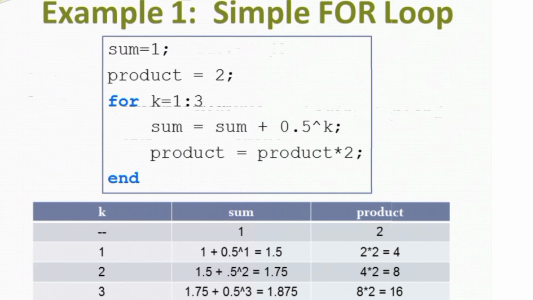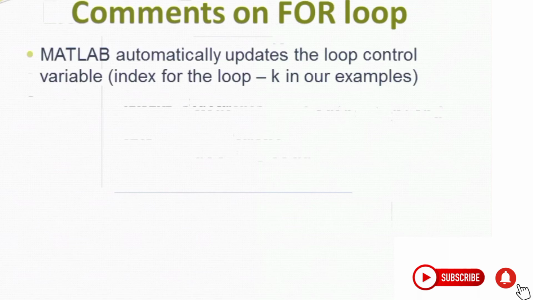At this point, we've used up all the values of k that we specified, right? K has reached the value of 3. If we increment it anymore, we'll go to 4. So our for loop ends, and we end up with the final values for sum of 1.875 and product of 16. So now that we've seen the example, let's talk a little bit more about the for loop.